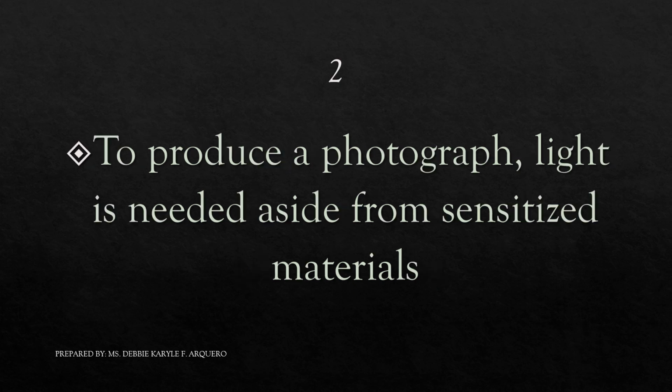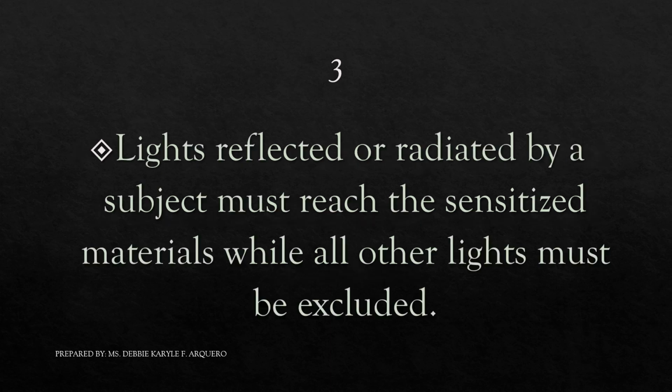In order to produce the positive results of photography, light is needed aside from sensitized material, since light is considered the key element of photography. We cannot record something without light. In order to record a subject or an image, light is needed. So light reflected or radiated by a subject must reach the sensitized material, such as the film, first in order for a latent image to be recorded.